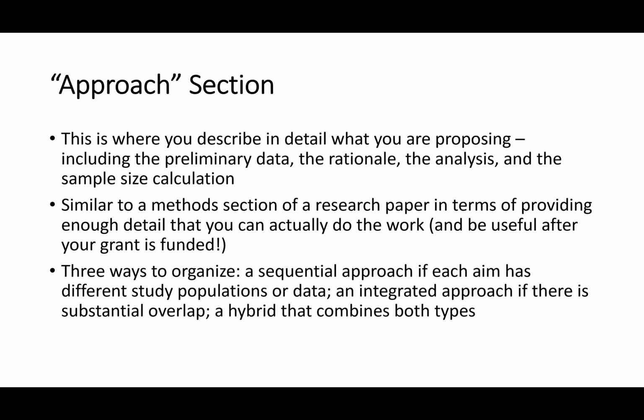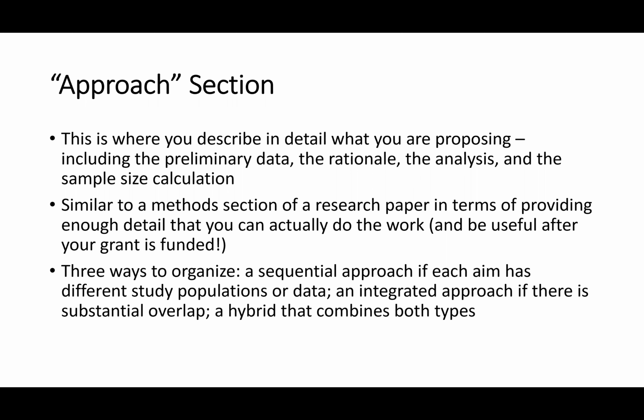And there are 3 different ways to approach the approach section. There's a sequential approach if each aim has different study populations or data. And so if your aim 1 is really looking at doing mixed methods research in 1 or 2 cities, your aim 2 is a national level participatory event, your aim 3 is a global consensus project, having a sequential approach in that case, because you have slightly different study populations and data, would make sense.